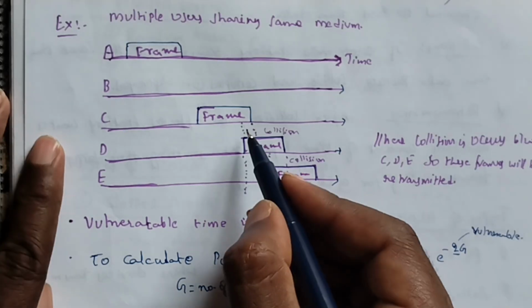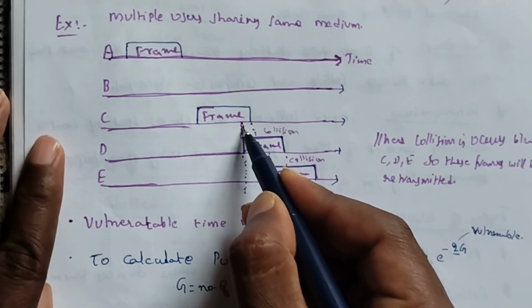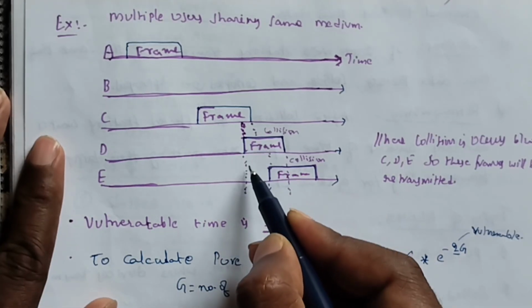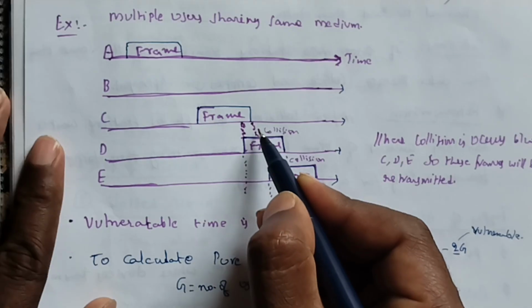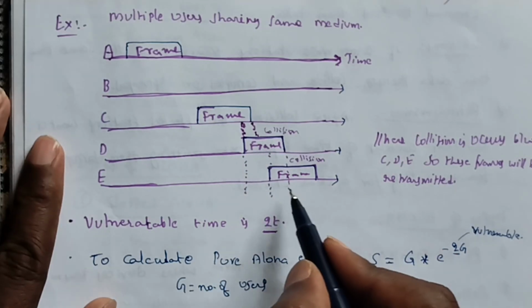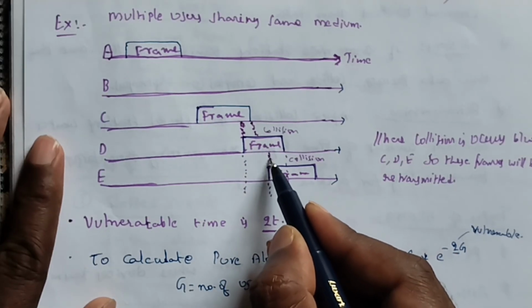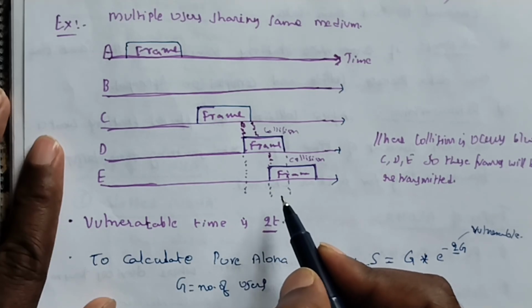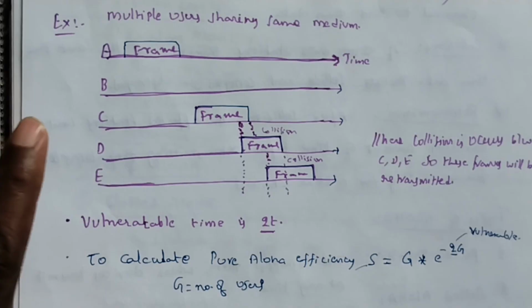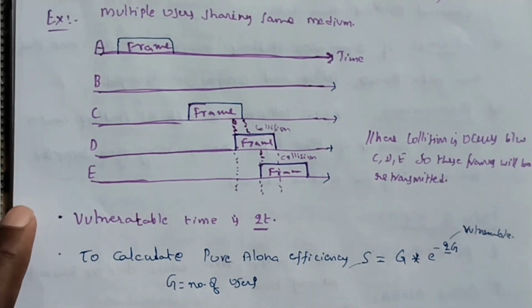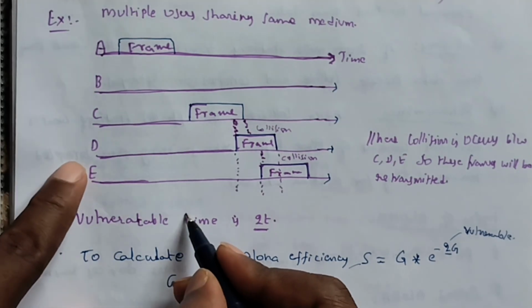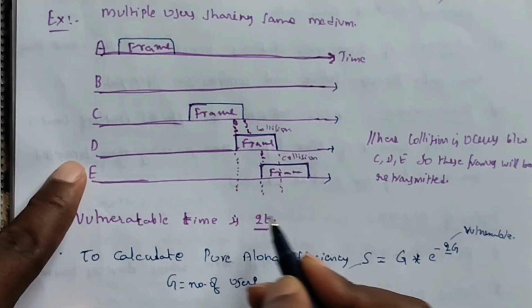Here, in this time slot a collision occurs, and up to this time slot a collision occurs, and E also collides up to this time slot. The collision occurs between C, D, and E, so the CDE frames will be retransmitted later. What is the vulnerability time? The vulnerability time is 2T.